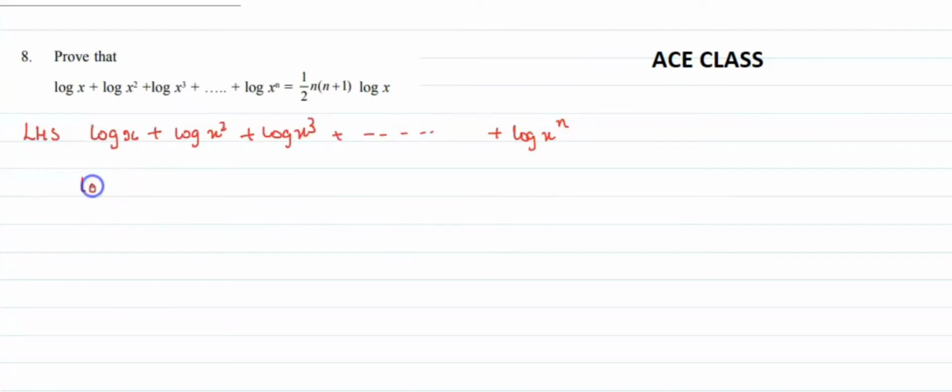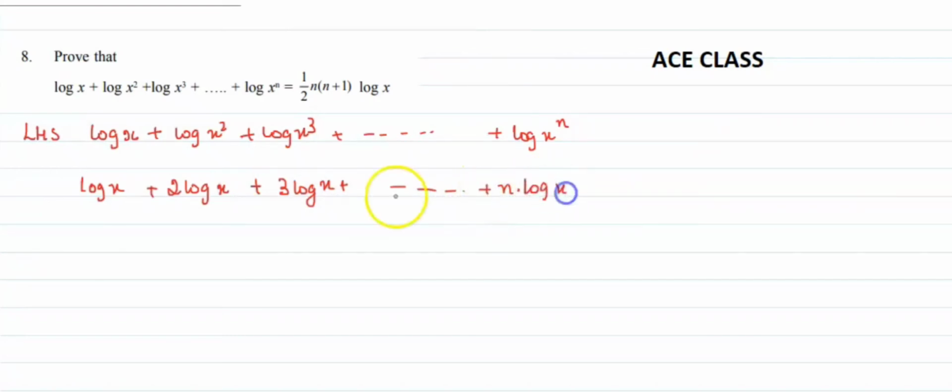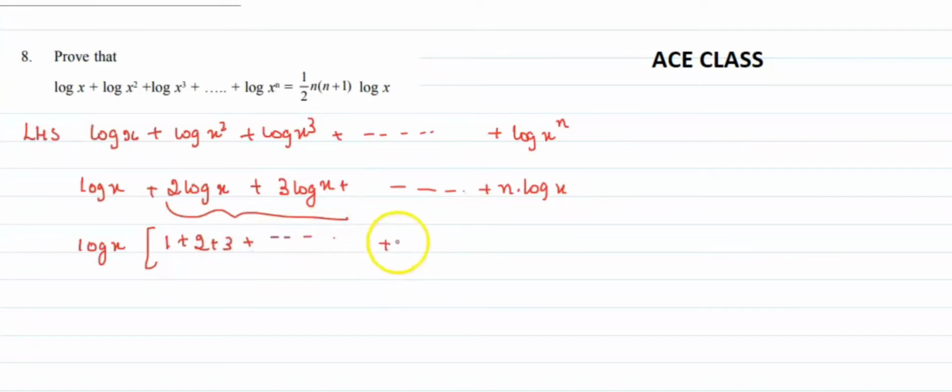This log x I will write as it is, and log x square can be written as 2 times log x, plus this I can write as 3 times log x and so on. Then last I can write it as n times log x. In all these terms you have log x common. Let me take that. Log x, when you take common, 1 will be left out, and here it is 2 and 3 and so on up to n. Now this sequence forms an AP.